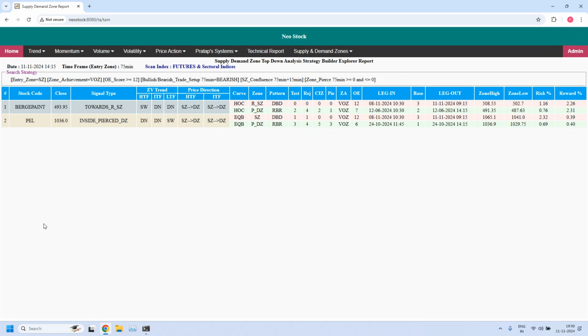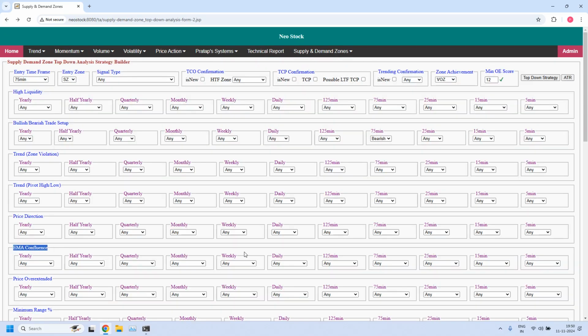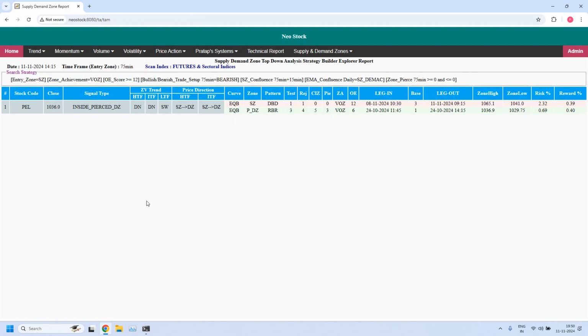In these 2 stocks, 75 minute supply zones are part of the daily supply zone. And daily trend is down. If any of these 2 stocks are having daily EMA confluence, they are even more high probability setup. Let's verify. In the EMA confluence, daily time frame, daily supply zone with daily EMA confluence filter is enabled. We got 1 stock. So it's a high probability setup.